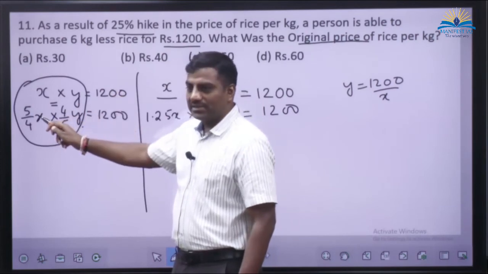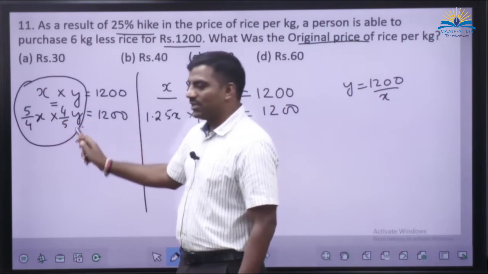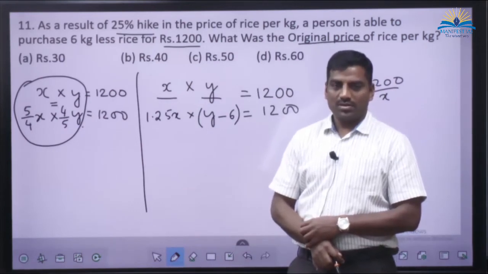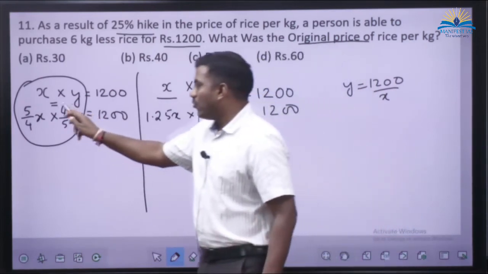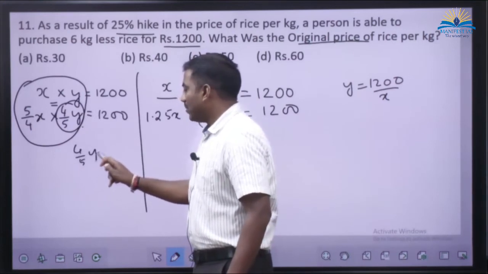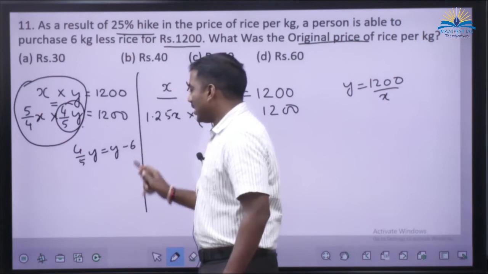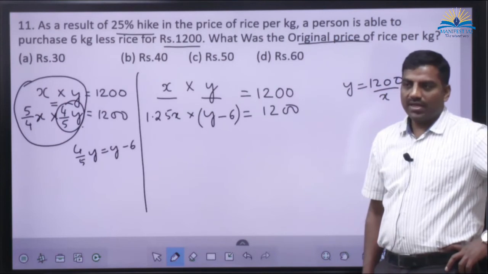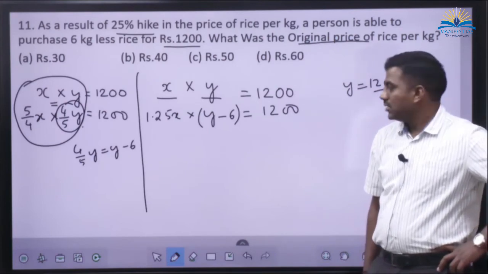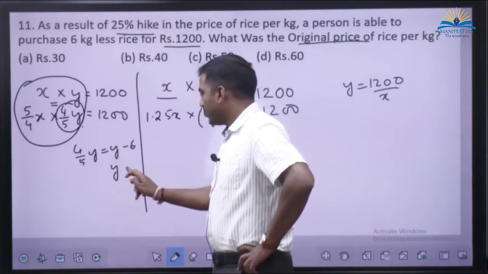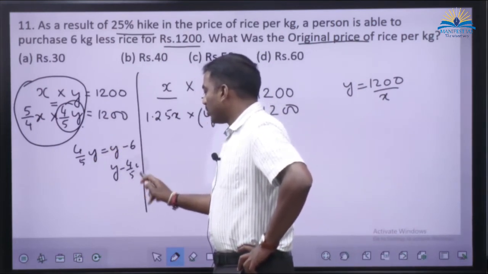Already I know the price rise. After the price rise, the price has become 5 by 4x. Now the new consumption will be 4 by 5y. Do you agree? This 4 by 5y, they have already given, is 6 kgs less than the earlier consumption. Yes? So try to calculate for y. y minus 4 by 5y.